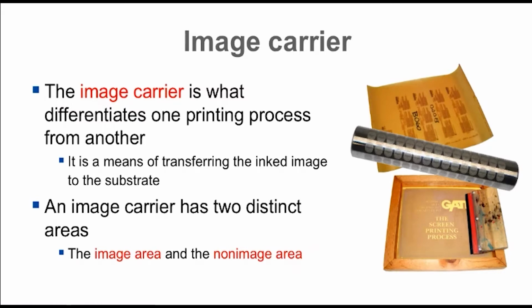An image carrier has two distinct areas, the image area and the non-image area. The image area is coated with ink and the non-image area remains clean. The separation of these two distinct areas is what forms the image that is actually printed. Examples of image carriers are printing plates, cylinders, and screens.